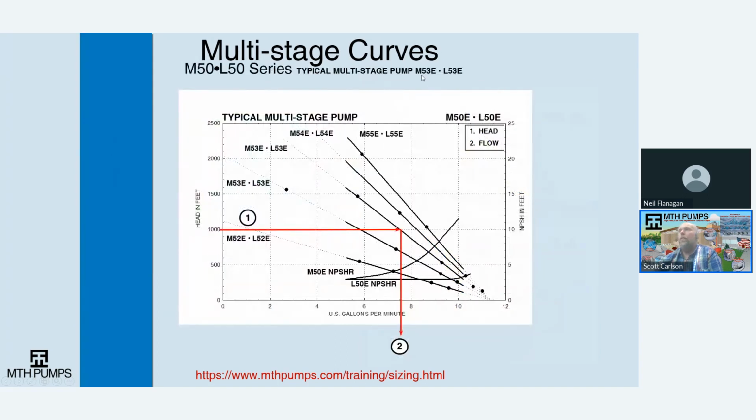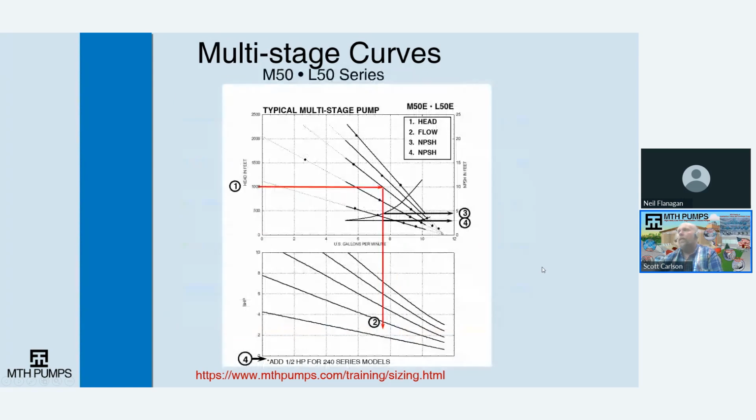In this case, we're going to select a M53E. So we're at 1,000 feet ahead. And the M53E here is going to do about 7.5 gallons a minute. To do the horsepower, it's very similar to the same way you would do horsepower for the multi-stage flex coupled: you would hit that 3-stage, and then you would see that you're sitting at about a 5 horsepower motor.